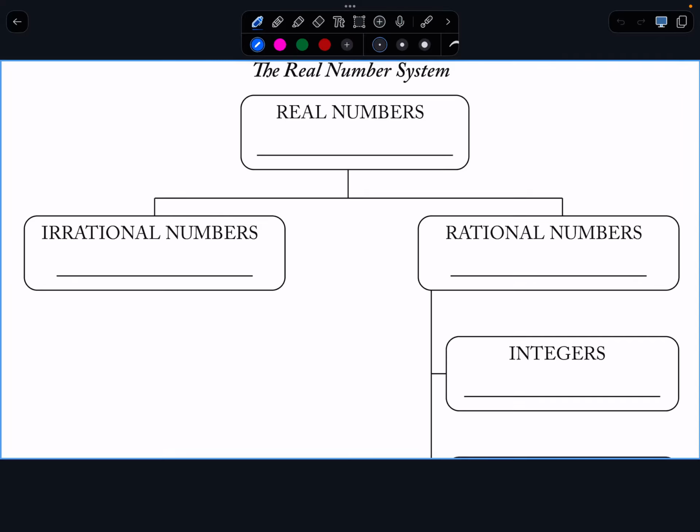So, the real number system. For the most part, everything that you're going to see right now is a real number. The only time you're going to see something called an imaginary number is when we start taking square roots of negative numbers, right? But everything that you're going to see in this particular section is a real number. So I'm going to say everything that isn't imaginary.